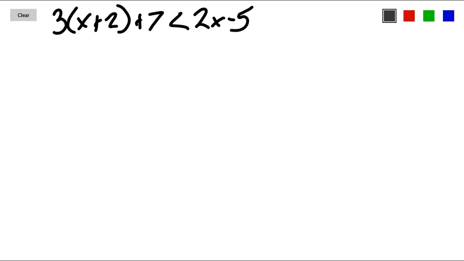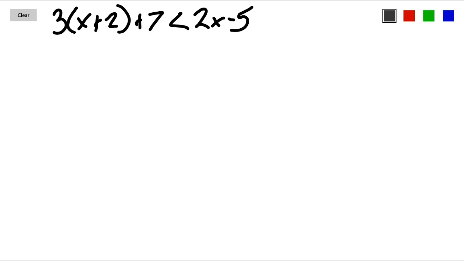Okay, for this first example, I have 3 times x plus 2, plus 7, is less than 2x minus 5. So the process that we're going to use to solve this type of inequality is the same process that we use to solve linear equations. You clean it up, isolate x, and then solve for x. Exact same kind of format. You're going to be seeing some familiar operations for this one.